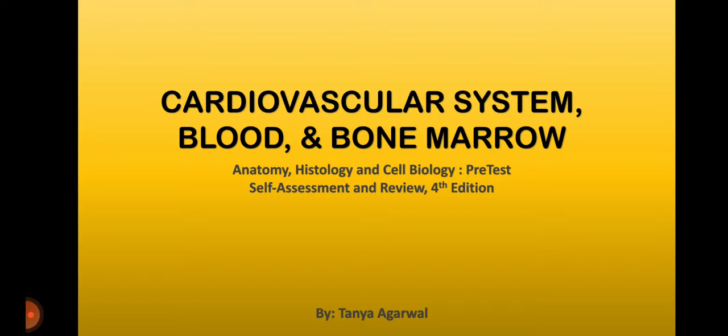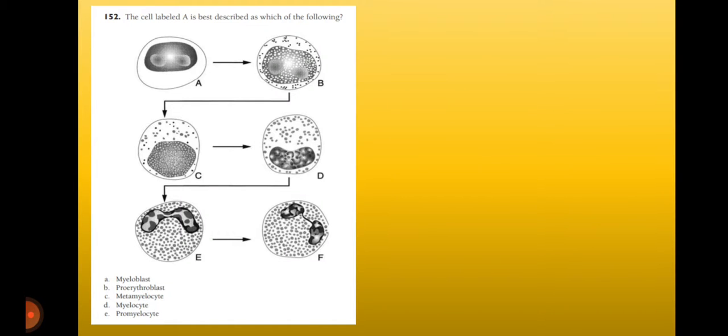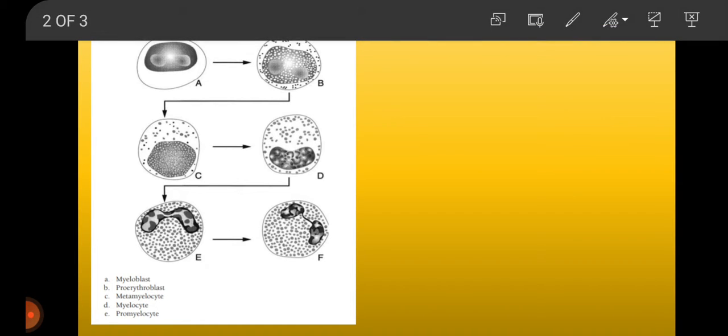and bone marrow. The book I will be using is Anatomy, Histology and Cell Biology Pretest Self-Assessment and Review 4th edition. So our question for today is that a cell labeled A is best described as which of the following? Our options are myeloblast, proerythroblast, metamyelocyte, myelocyte and promyelocyte. Please pause the video if you want to solve this by yourself.